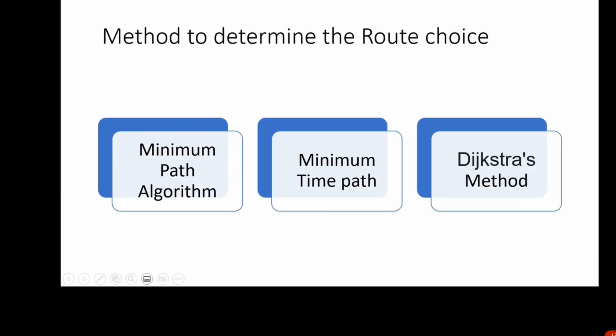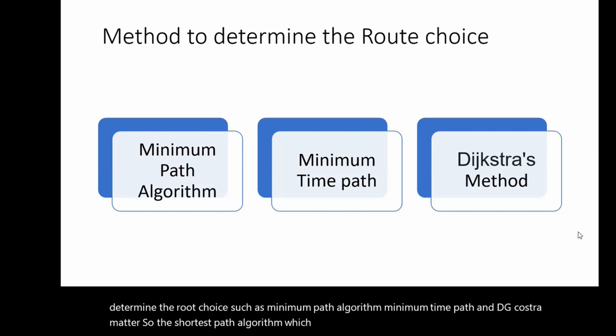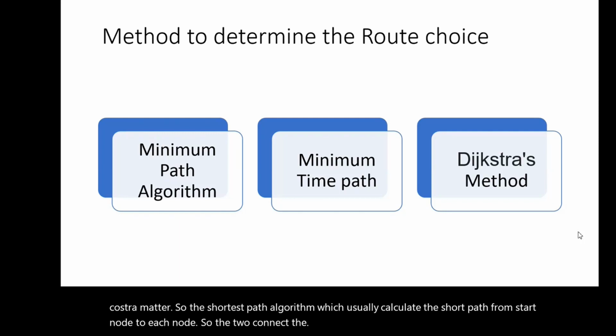So how can we determine the route choices? We usually use different kinds of algorithms, such as the minimum path algorithm, the minimum time path, and the Dijkstra method. The shortest path algorithm calculates the shortest path from the start node to each node, so as to connect the graph.